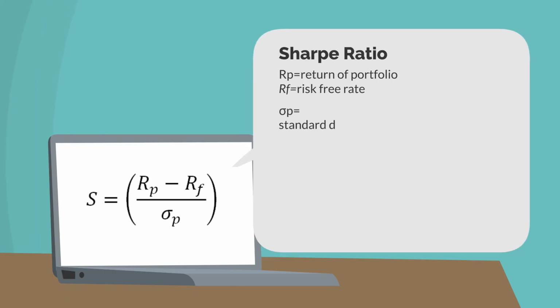First up, the Sharpe ratio. This metric tells us the return of an investment compared to its risk. It's calculated by taking the excess return above the risk-free rate, and dividing it by the standard deviation of the fund's returns. A higher Sharpe ratio means better risk-adjusted performance.